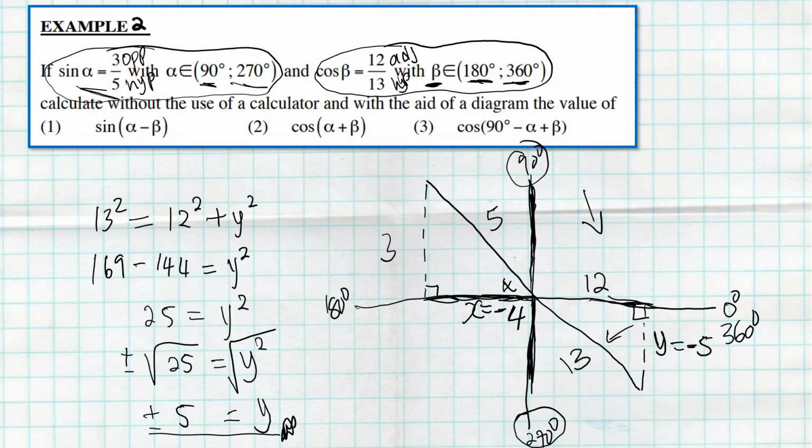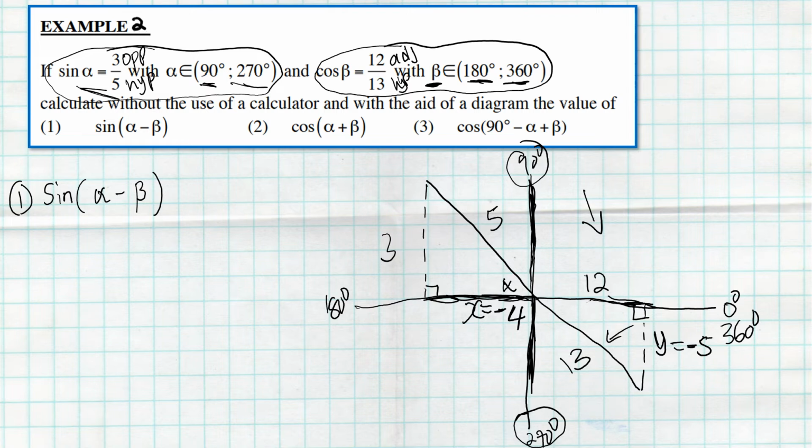So now we can calculate, without the use of a calculator and with the aid of this diagram, the values of these trig ratios. The first one says sine of alpha minus beta. We need to determine the value of sine of alpha minus beta. We know that this is a compound angle of sine, right? We can expand it to say sine alpha multiplied by cos beta. For sine, we keep the sign, so if it's negative, it will remain negative. Then cos alpha sine beta.